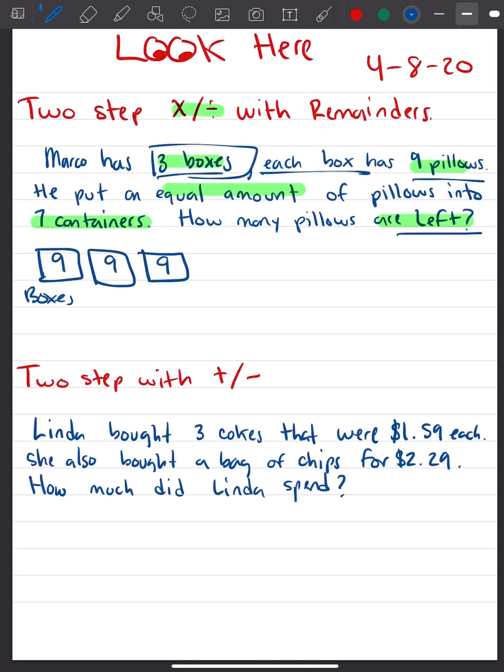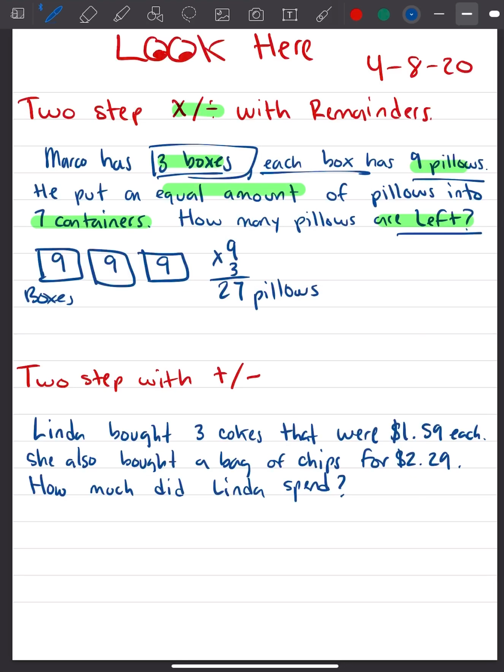pillows. How can I find out what the total of my 9 pillows is? Can I add them 9 plus 9 plus 9? Yes. Is there a faster way? Yes, there is a faster way. What is it? 9 times 3. Okay? So now you're going to multiply 9 times 3. What do you get, guys? 27. 27 what? Pillows, right? We want to label what it is. It's 27 pillows.